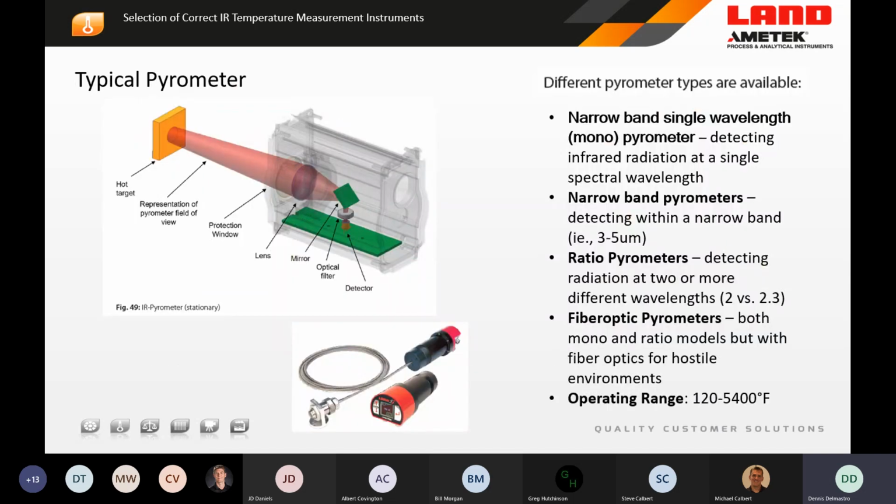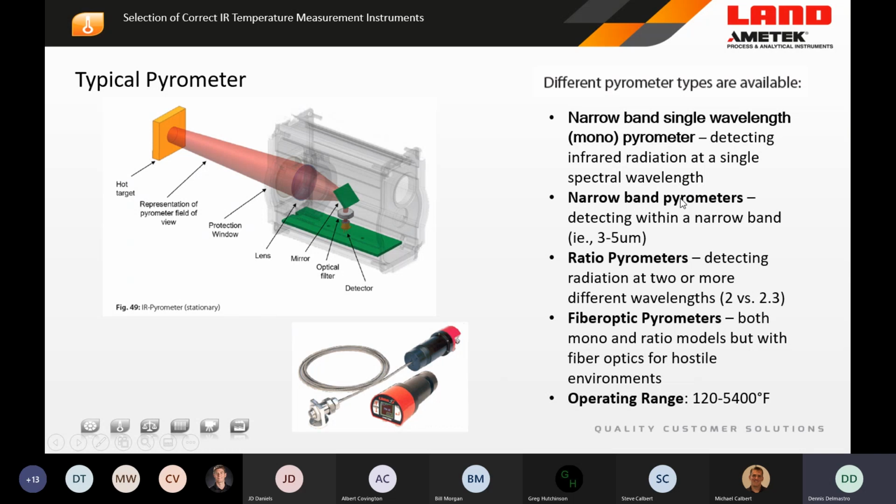Now, this is a typical pyrometer. You have a camera body here, a hot target. You have some focusing objects. You have a mirror, and then you have a detector. Now, there are different types of pyrometers out there. You'll see this more and more if you're not schooled in this area, but you have single wavelength pyrometers. They're typically referred to as monopyrometers. They're detecting radiation at a single wavelength.